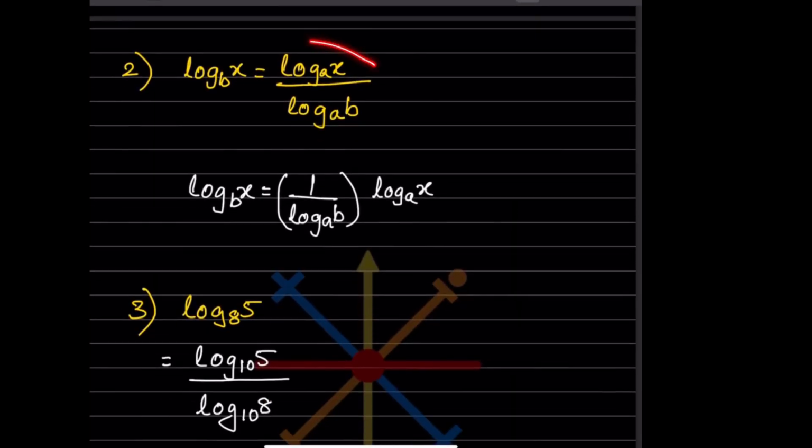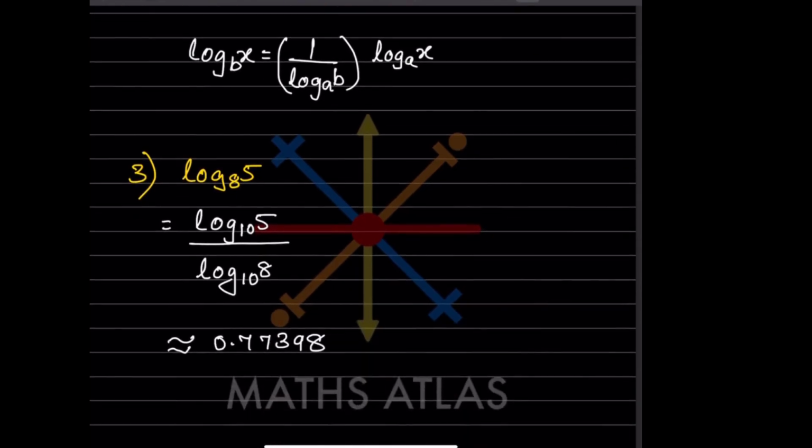Again here we'll solve for this part. So this will remain as it is, and here we can separate this one. So we can also write 1 by log of b to the base a, and this is log of x to the base a, this numerator as it is. This is the answer. Now look at here.